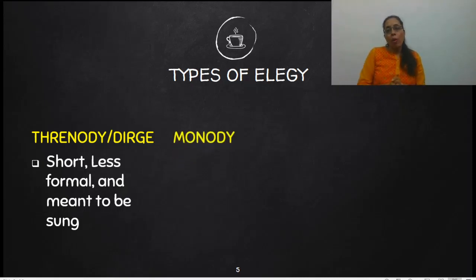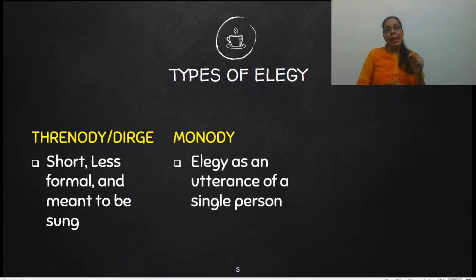And another form of elegy is monody. Now the difference between an elegy and monody is that monody is an elegy which is in the form of utterance of a single speaker. So we have talked about monologues. In the same way, we can say that a monody is a monologue of mourning. You are mourning somebody's death, but in the form of a monologue. The poem is in the form of an utterance of a single person.